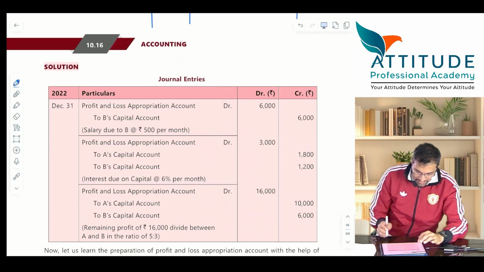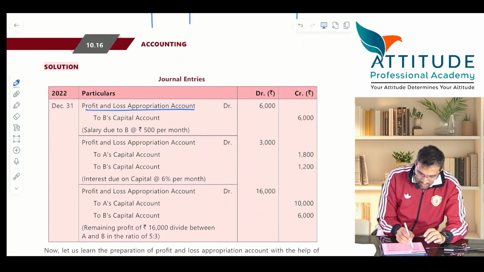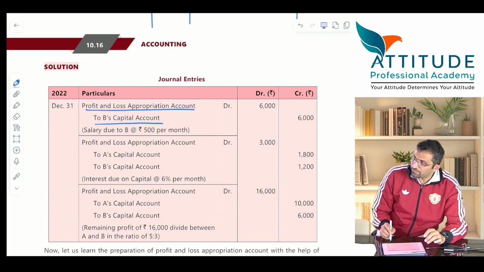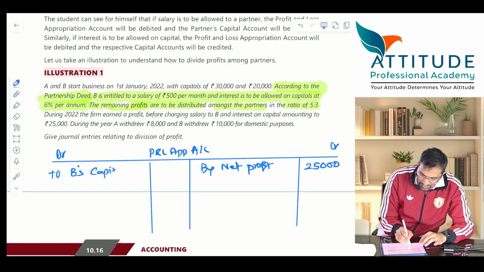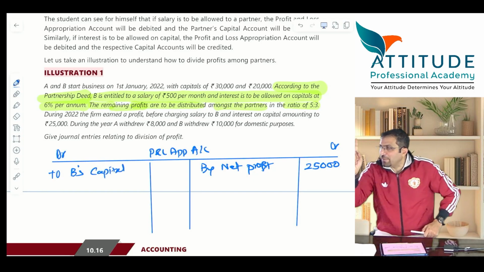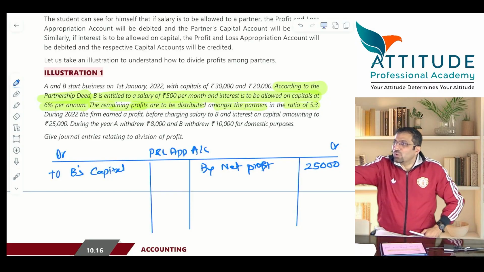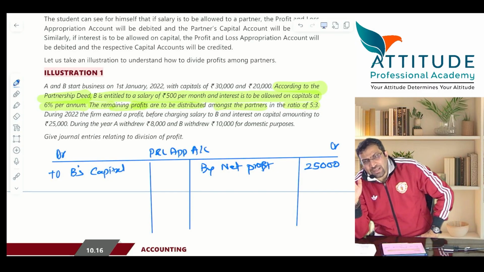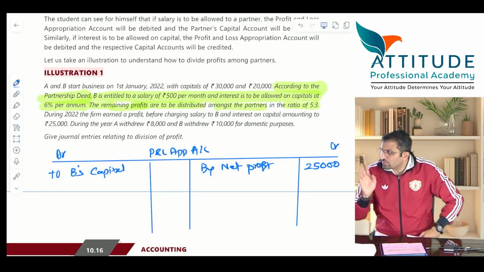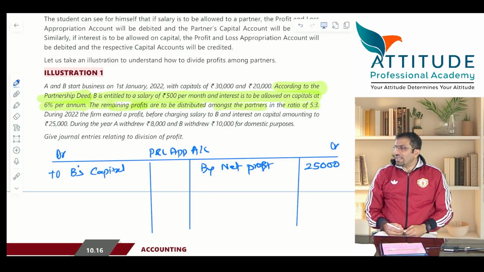ये देखो क्या किया है? P&L appropriation account debit to B's capital. Means इधर दिया है. P&L appropriation account debit to directly B's capital. Means they have not passed two entries. They have passed only one. I told you, no. Either you can pass two entries or directly can pass one entry. They have passed one single entry here. One entry combined.